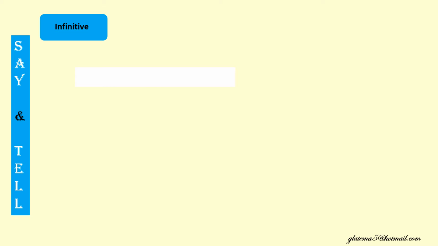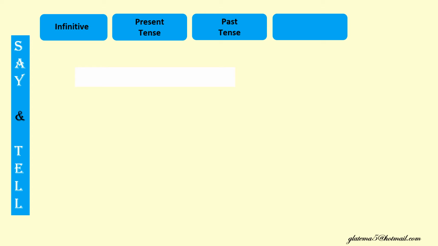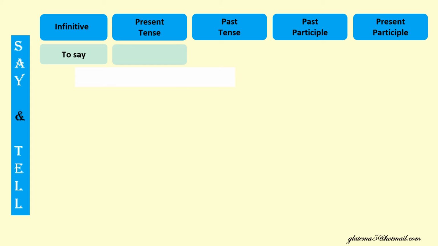But first, we are going to see the different forms, the different tenses of this verb. The infinitive, the present tense, the past tense, the past participle, and the present participle. The infinitive form is to say. The present tense is say or says. The past tense is said. The past participle is said also. And the present participle is saying.